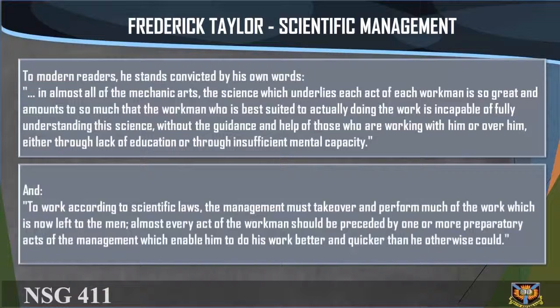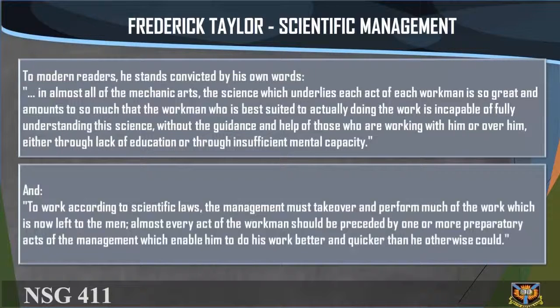In almost all of the mechanic arts, the science which underlies each act of each workman is so great and amounts to so much that the workman who is best suited to actually doing the work is incapable of fully understanding this science without the guidance and help of those who are working with him or over him, either through lack of education or through insufficient mental capacity.